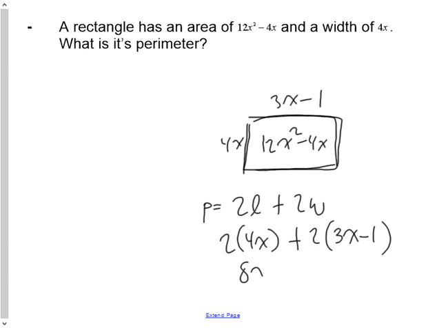Two groups of 4x is 8x. This will become 6x minus 2. And your last step is to gather like terms because you do have like terms. 8x plus 6x is 14x. And therefore, your perimeter would be 14x minus 2.